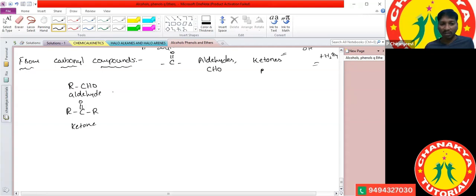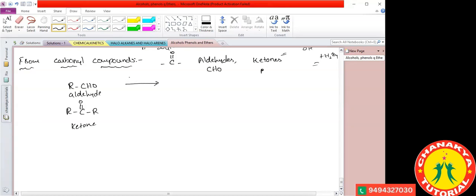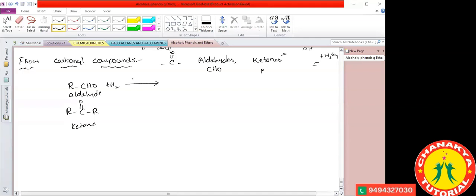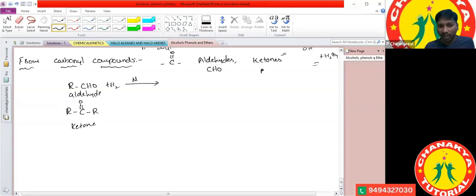Now, let us see. When the aldehyde undergoes the reduction reaction, what are the reducing agents we can use? H2, sir. No, talking about the agents, ma'am. Sir, we can use H2 in the presence of a catalyst, Pd/zinc sulfide. Catalyst, very good. So nickel or platinum or palladium also we can use.